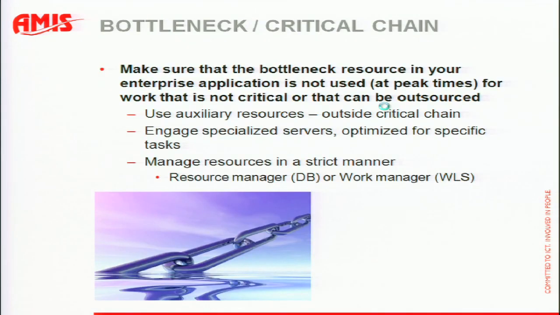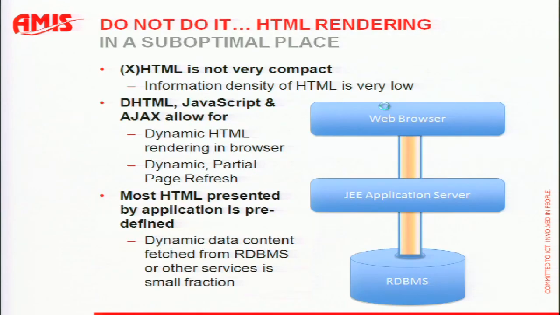There are ways of handling your resources. I'm running out of time here, so I have to rush on. One example would be, in the past we used to render HTML on the application server. We don't do that as frequently as we used to. We now do much more dynamic HTML rendering in the browser and only do JSON-based data exchange with the server, because the only thing that really changes is the data. This is a good example of doing things in the right place, using the processing power of the browser and not wasting both the processing power of the application server and the network for sending HTML, which is not a very compact format at all.